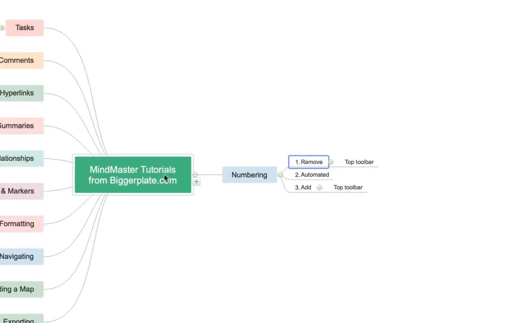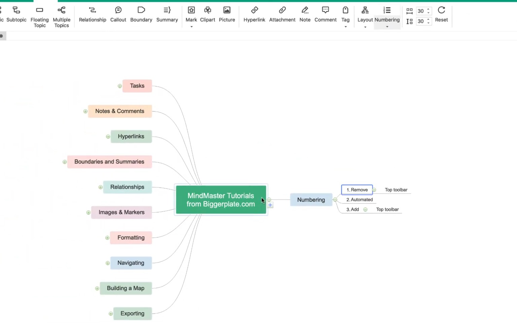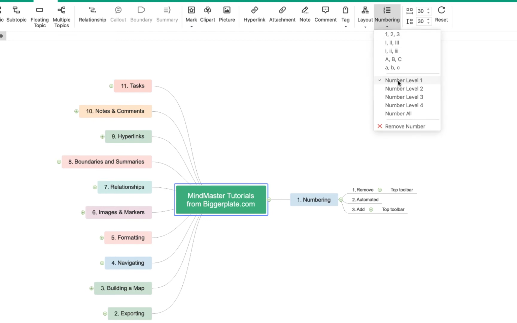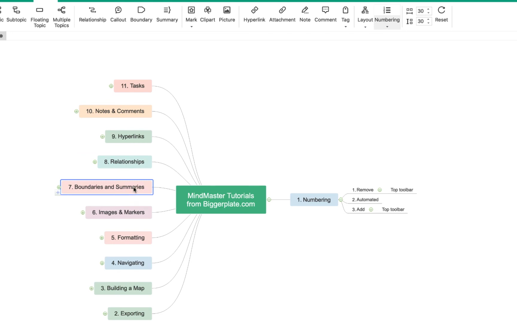So for example, if you wanted to apply numbering to all your main topics, you click on the central topic here. You can come up, select number level 1, and you'll see it's numbered all my main topics. And again, if I then move these around, the numbers change as I do so.